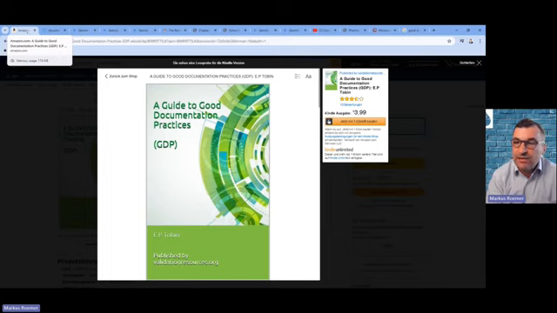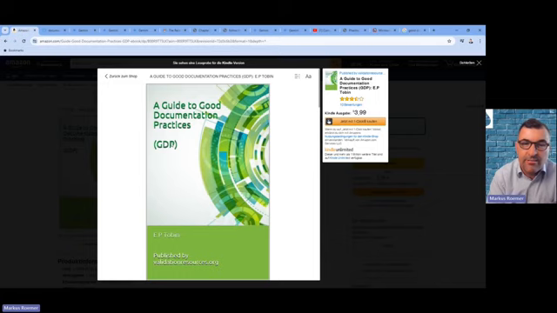So here I share my screen with Amazon, a screen where you can also buy a book. It's called A Guide to Good Documentation Practices, GDP. So never use GDP, good distribution practices, for good documentation practices. The WHO has suggested to use GDocP, which I always use, but GDP for that is definitely wrong.